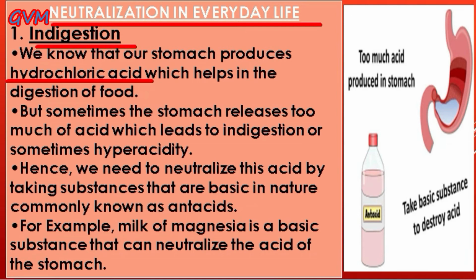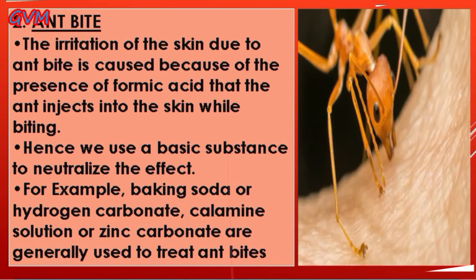So students, in that case we need to neutralize this acid, and to neutralize the effect of this acid, we generally take substances that are basic in nature, commonly known as antacids. For example, milk of magnesia is a basic substance and it can neutralize the effect of acid in our stomach. Now students, let's discuss the second role of neutralization, and that is ant bite.